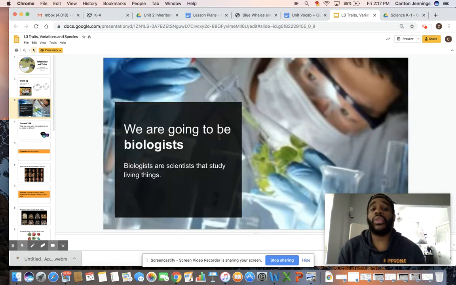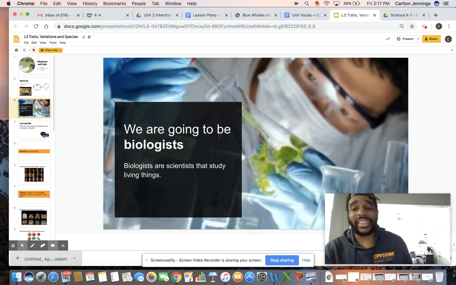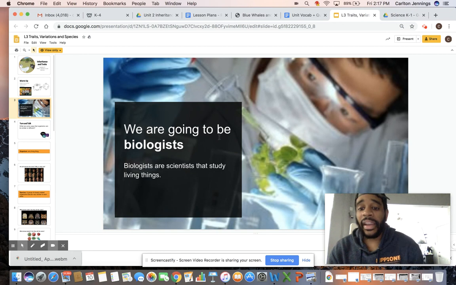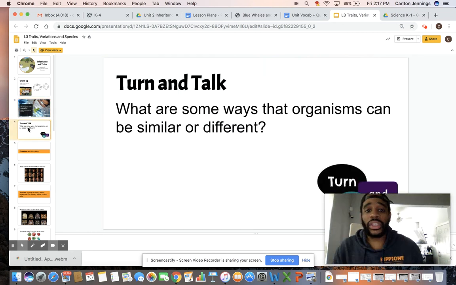In this unit, we're going to be biologists. Biologists are scientists that study living things. So we're studying all living things and seeing how these organisms are the same and are different. I wanted you to think of what are some ways that organisms can be similar or different. You can take those things that we just learned from the butterfly and frog, or you can choose other things. I'll give you a second to think of what are some ways that organisms can be similar or different. Get ready, go.